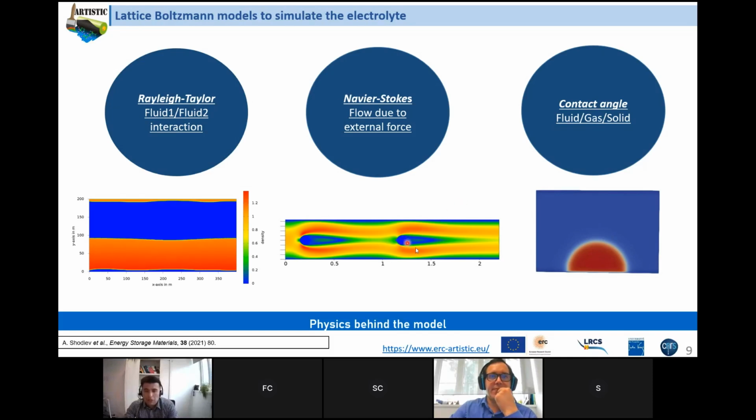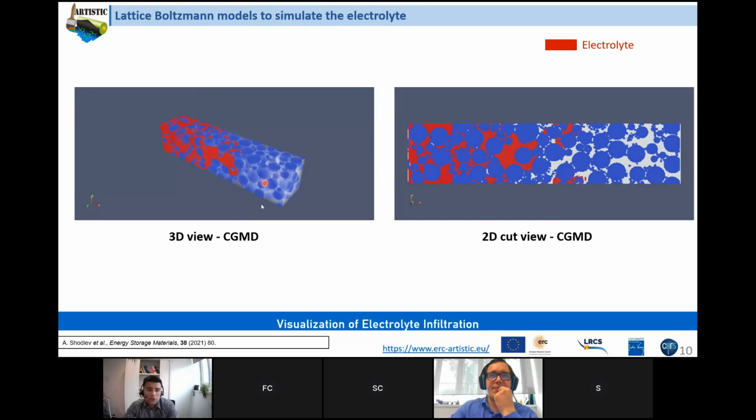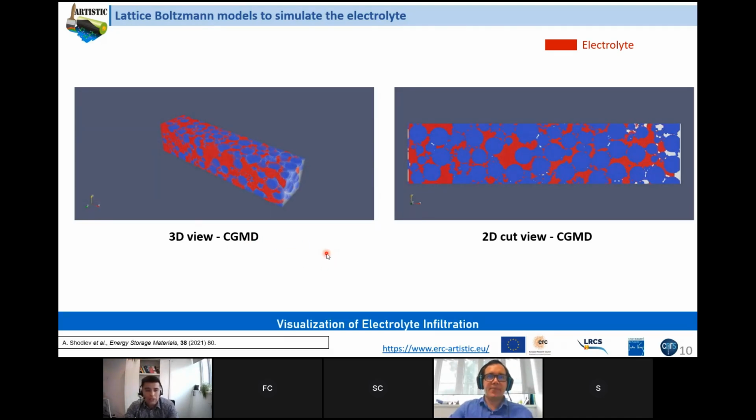We replaced simple particles with our electrodes, and this is what we get at the end. It's like a 3D view of electrolyte infiltration. Electrolyte is here in red color, and this is a cut view of the electrode. I'm showing you an electrode from CGMD, coarse-grained molecular dynamics, because you already know from Alejandro's presentation what kind of electrode it can generate.